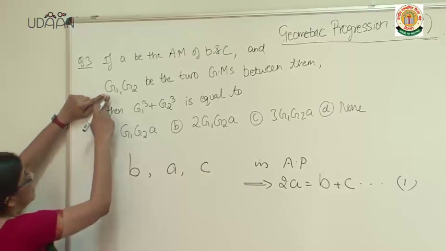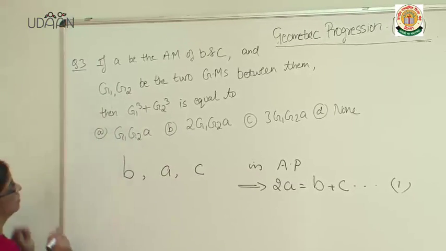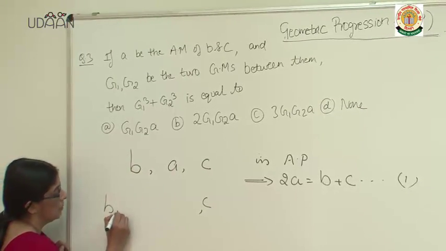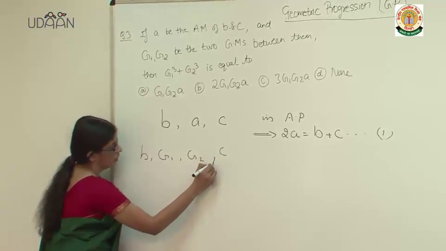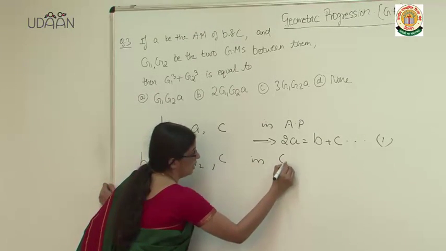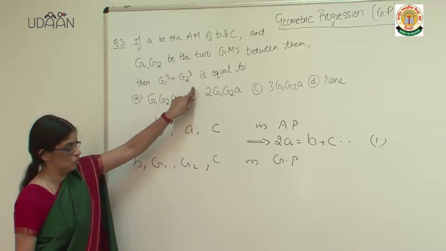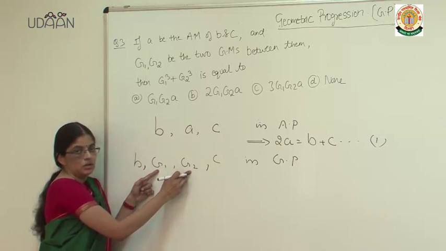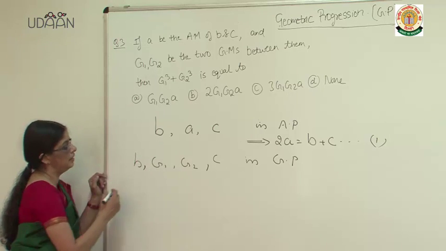Second condition given: G1 and G2 are the two geometric means between the same numbers B and C. Between B and C we have two geometric means, G1 and G2. So B, G1, G2 and C are in geometric progression. We have to calculate the value of G1 cube plus G2 cube. Son, there are two ways of doing this question. Either you find G1 and G2 and put in the values, or I will explain in a simple way.